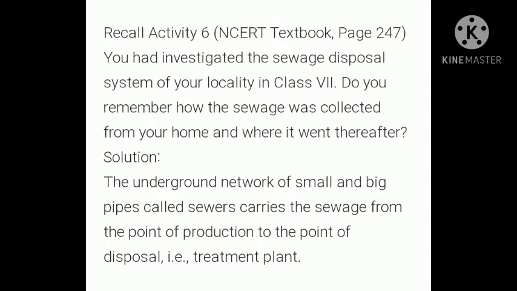Activity 6. You had investigated the sewage disposal system of your locality in class 7. Can you remember how the sewage was collected from your home and where it went thereafter? Solution for the activity. The underground network of small and big pipes called sewers carries the sewage from the point of production to the point of disposal, that is, the treatment plant.